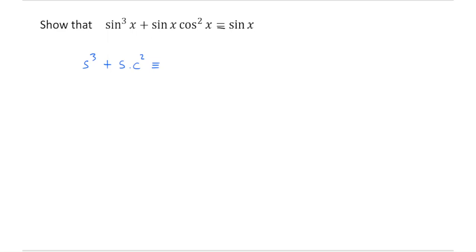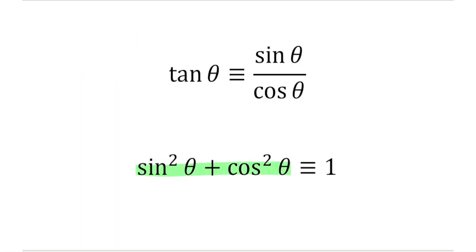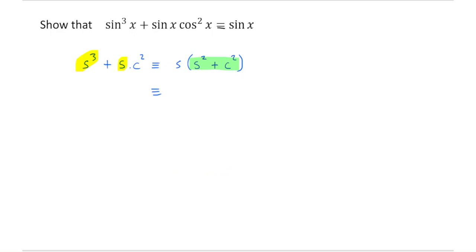Well, the first thing I can do, I think, is rearrange, so I can factorize out the s, right? So you've got a common factor of s there. So let's factorize that out. S bracket s squared plus c squared. Now, what do you notice about that? Well, s squared plus c squared is sine squared plus cos squared, isn't it? Which is the second identity. Sine squared plus cos squared is equal to 1. So therefore, I can replace the sine squared plus cos squared with 1. And so therefore, what am I left with? I'm left with sine.